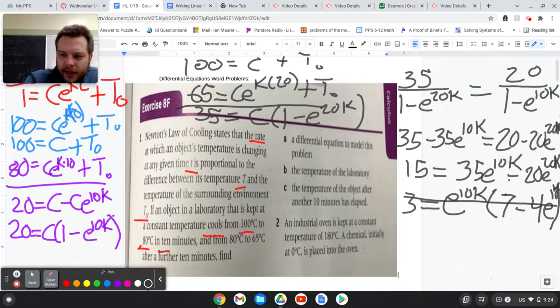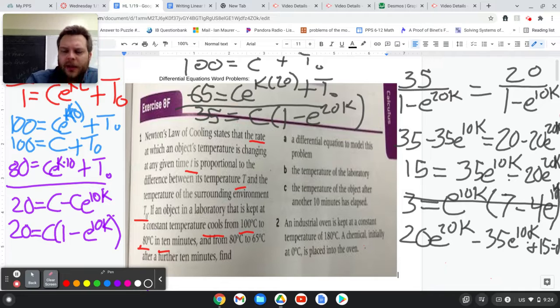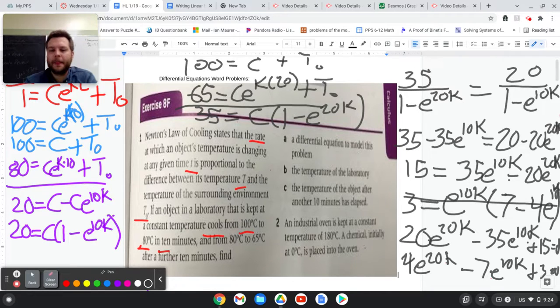If we rewrite it as a quadratic, let's have it be 20e to the 20k minus 35e to the 10k plus 15 equals 0. Let's divide everything by 5. So 4e to the 20k minus 7e to the 10k plus 3 equals 0. And you can factor that just by thinking about the terms that are going to multiply and add there.